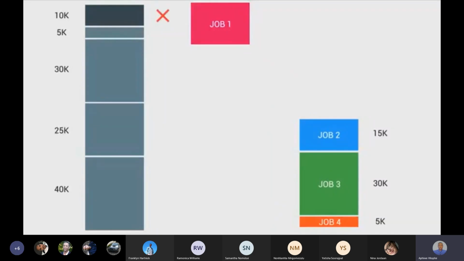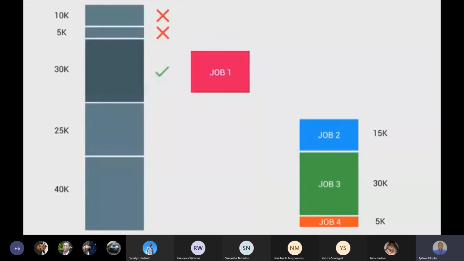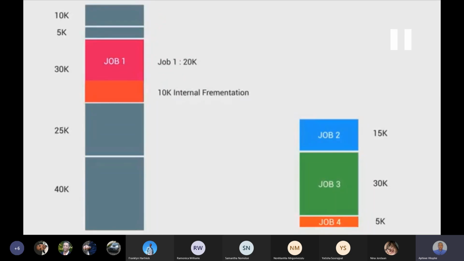Job 1 cannot fit into block 1 with only 10K size, so we will move to block 2. Job 1 also cannot fit in block 2 with only 5K size. In block 3, we have 30K size so we can fit our job to this block. In first fit, we don't have to check the remaining blocks after we find a block that can be allocated. After we allocate Job 1 into the block.